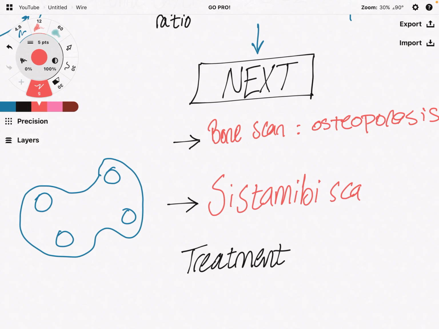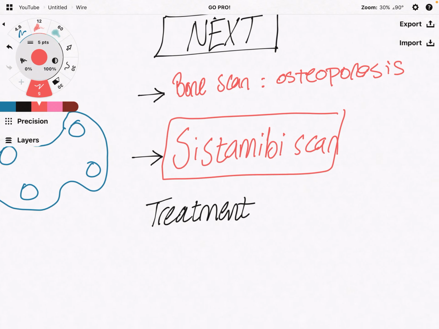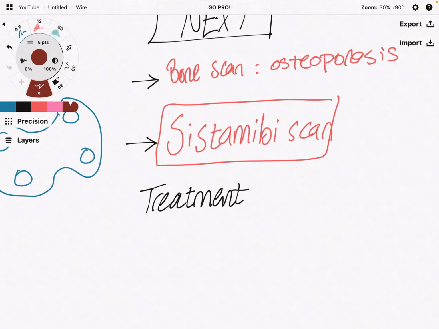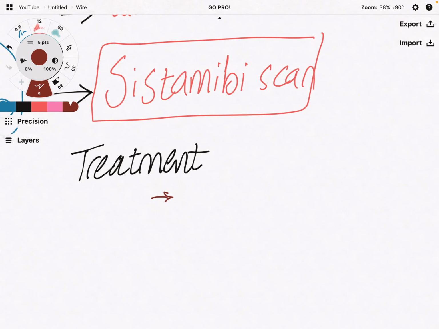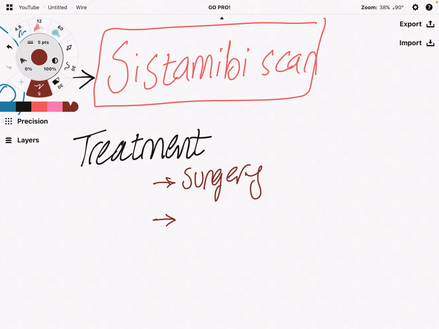So this scan can actually figure out which parathyroid gland is the active one and is causing the problem. After that, the preferred treatment for primary hyperparathyroidism is surgery. But not every patient is actually a good candidate for surgery, or some people just refuse the surgery and don't want to go through that hell, right? So what should we do for these patients?